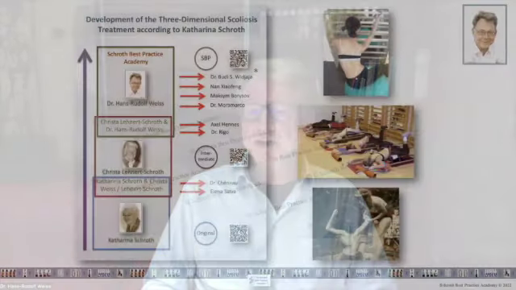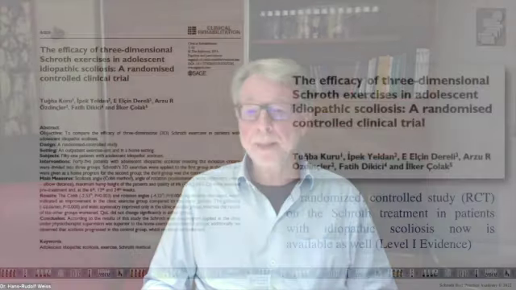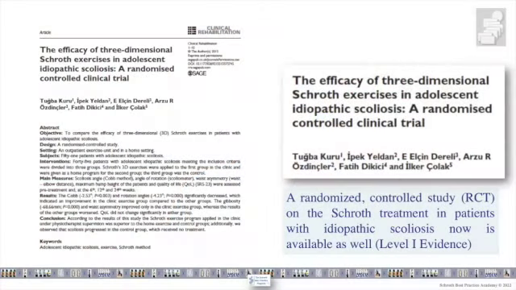Here we have a synopsis of the development of the Schroth program throughout the last century, from the original Schroth program via the intermediate program to the SBP program on the top. This paper so far is the only randomized controlled trial with an untreated control group and was performed by our friend Kuru from Istanbul, Turkey.